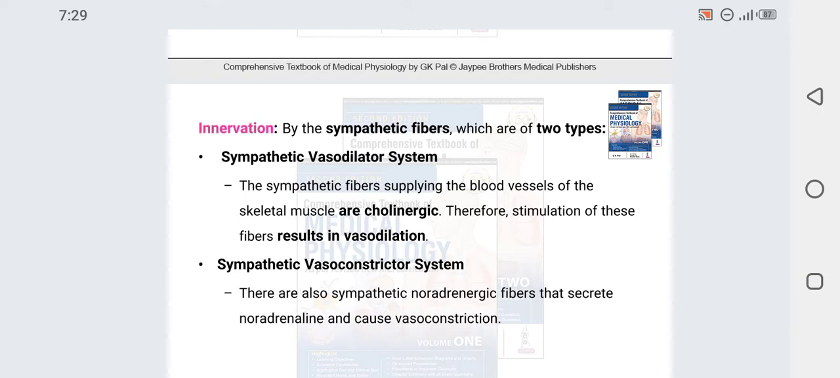These are innervated by the sympathetic fibers, which are of two types: the vasodilator system and the vasoconstrictor system. In the sympathetic vasodilator system, the fibers supplying the blood vessels of the skeletal muscle are cholinergic. Therefore, stimulation of these fibers results in vasodilatation. And the sympathetic vasoconstrictor system consists of noradrenergic fibers that secrete noradrenaline and cause vasoconstriction.